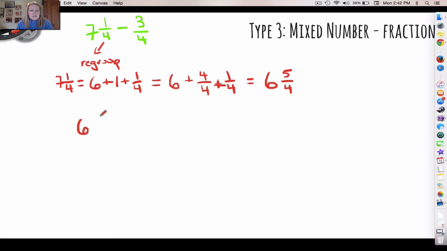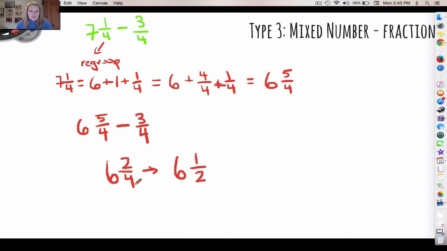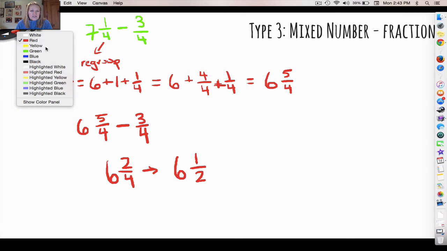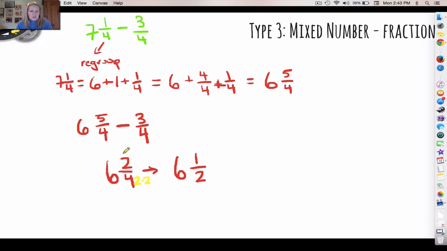So now we have 6 5/4 minus 3/4. And we know that you can take 3/4 away from 5/4. So 5 minus 3 is 2/4. The 6 remains. 2/4 needs to be reduced to 1/2, because 2 times 2 is 4. So that becomes 1/2. And that's our answer. Okay? So that's the second example for type 3.